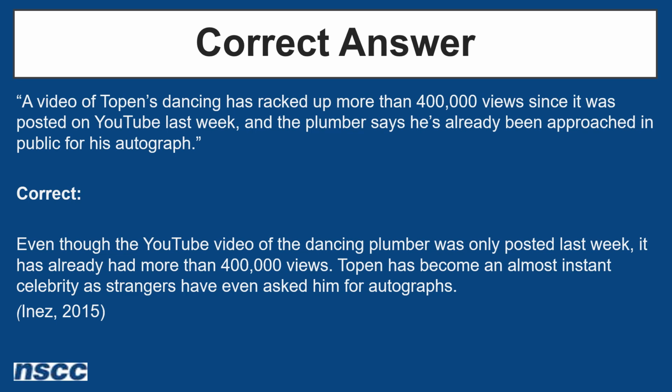Here is a good paraphrase. Even though the YouTube of the Dancing Plumber was only posted last week, it has already had more than 400,000 views. Topin has become an almost instant celebrity, as strangers have even asked him for autographs. It gives the main points, but also has new sentence structure and keeps the same ideas from the original. We can see the change from last week to only posted last week. We can see in the original that he has already been approached in public for his autograph. The change to being an instant celebrity being approached in public keeps with the main idea, but changes the language enough.